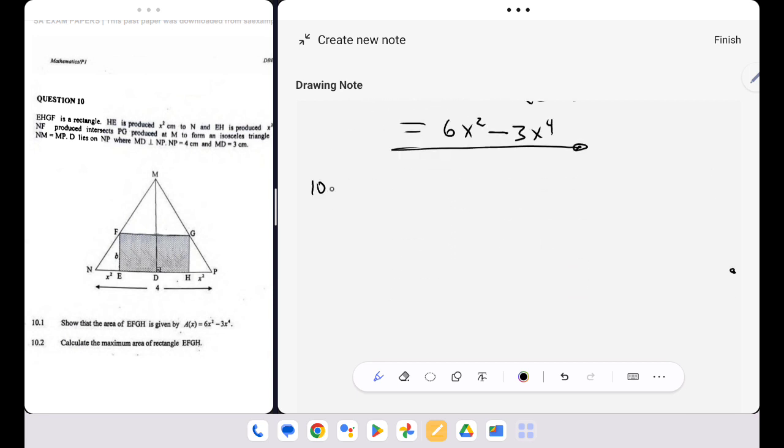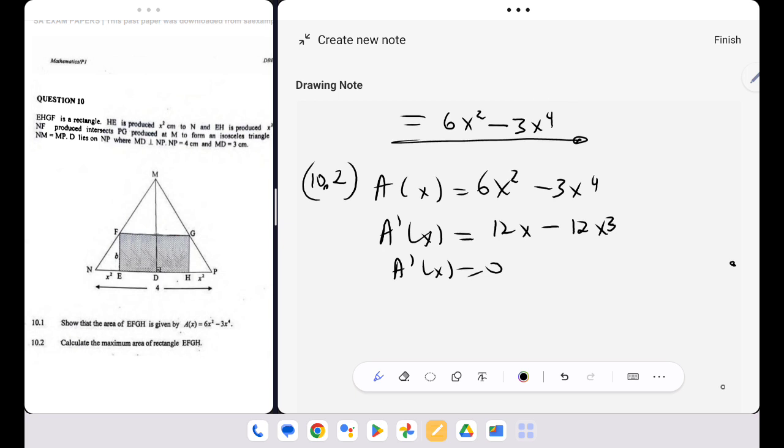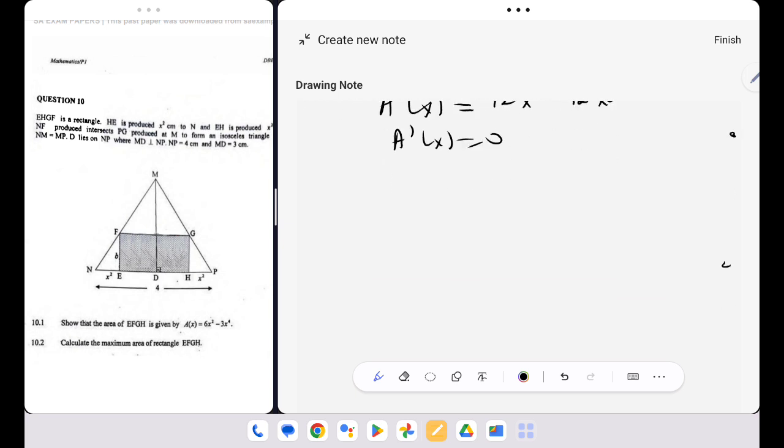Okay, now let's move to 10.2. Calculate the maximum area. It's simple. Now I do have the area formula, 6x squared minus 3x to the power 4. For maximum area, I need to find my derivative first, which is 12x minus 12x cubed. For maximum area, my derivative should be equal to 0. So I know that 12x minus 12x cubed must be equal to 0.